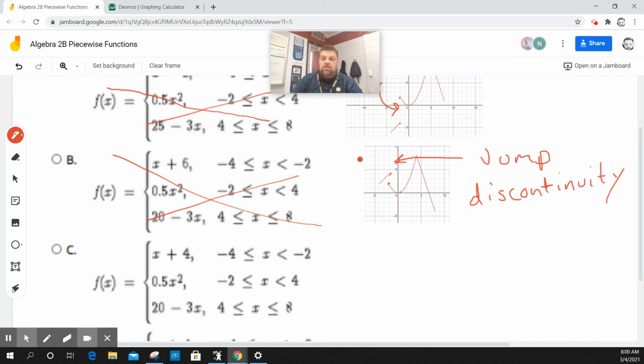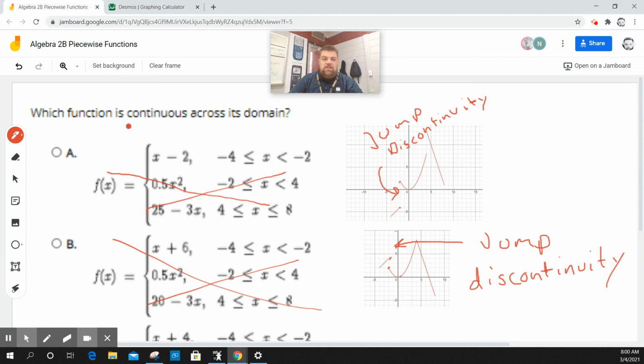In other words, when they say continuous, think in your head that if you were to graph it, you don't lift your pencil. That's how I remembered it. That's how my teachers taught it to me. You don't lift your pencil. So in order for me to graph this thing, if I came over here, I'd have to lift my pencil off the paper. Same thing here. I'd have to lift my pencil off the paper to do this one.